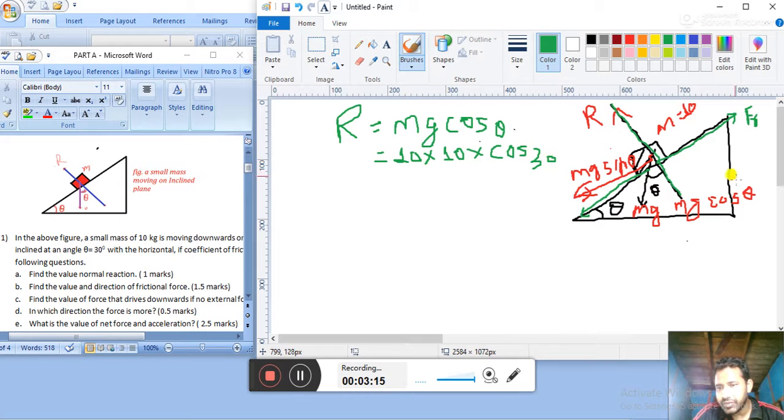Now in a similar way, what does the next question say? What is the value and direction of the frictional force? The direction of the frictional force is opposite to the motion, in the upward direction. It should be upward along the inclined plane, because the body is moving downward, so it should be opposite, up the inclined plane.